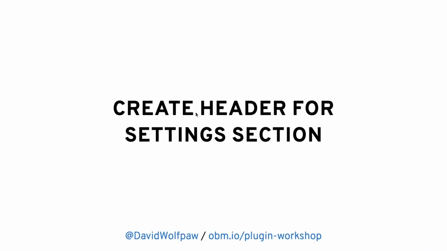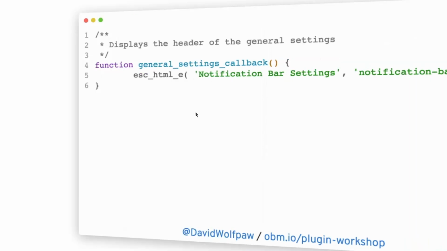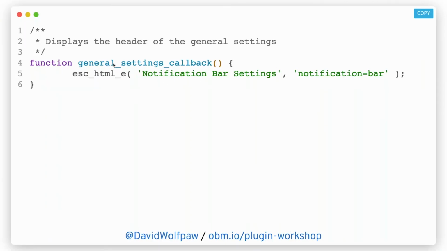Oh, and nope, sorry. The next thing we're going to do is create a header for the settings section. This one doesn't really matter as much for us only having one settings section, but I just want to show that it's a fairly simple thing to do. If you use the callback that we've created for that settings section, which if we jump back a few screens, it's at the start of registering that section, we can add some HTML here.